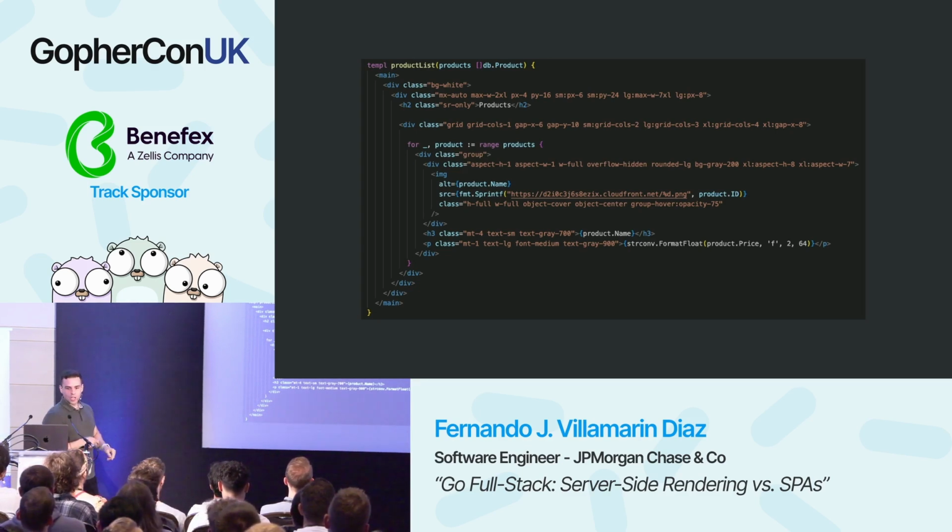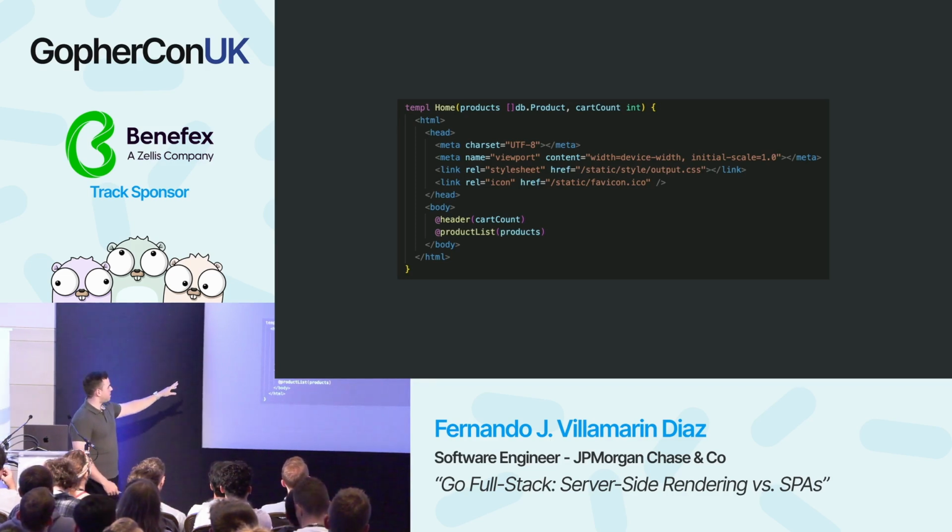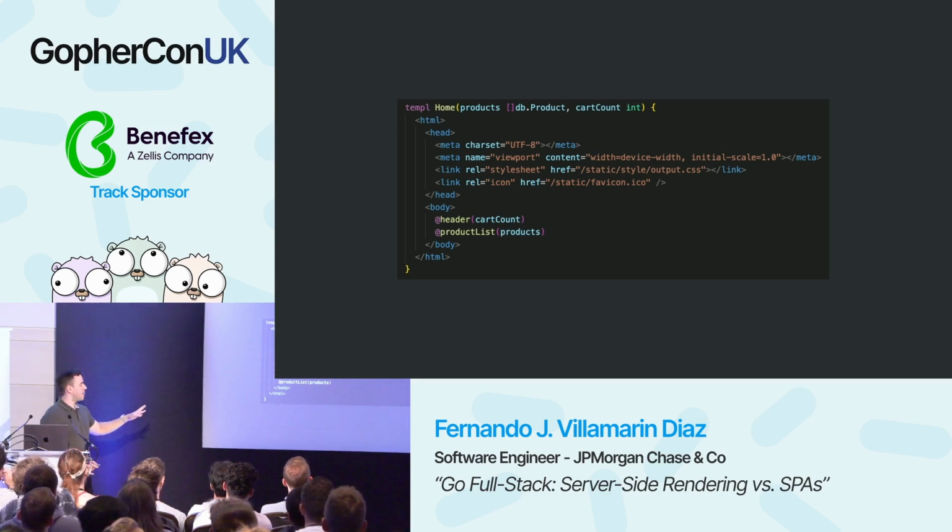Then when we use this, we're going to be embedding this product list, along with the header, which takes the cart count, into the homepage. And of course, the homepage, to render those components, needs the product list and the cart count. And then you see there is some HTML there for the CSS. I'm using Tailwind, so I'm using an output CSS there, right?